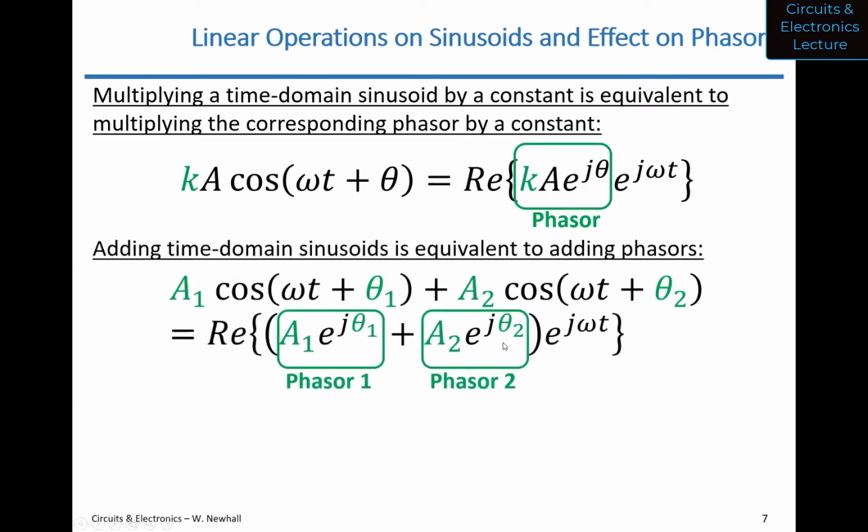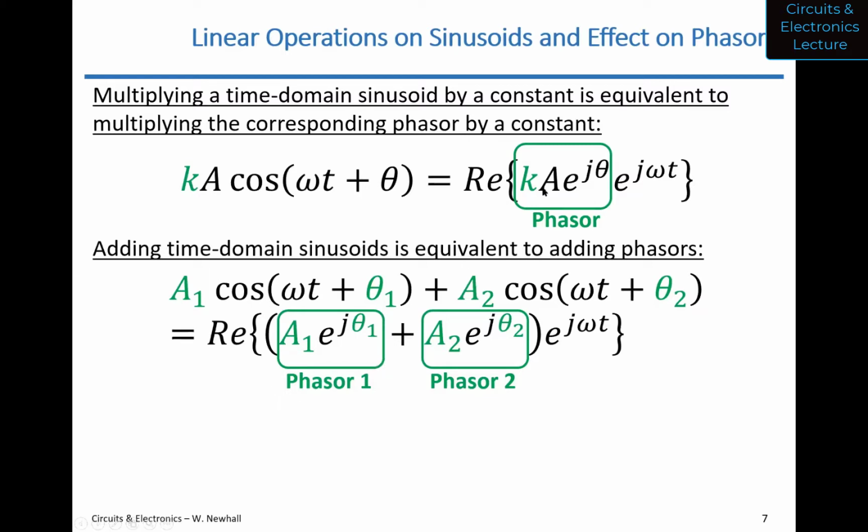If you add time domain sinusoids, it's equivalent to adding phasors. So if I have A1 cos(omega t + theta 1) plus A2 cos(omega t + theta 2), it's just like adding those phasors together. So if you have a circuit that adds two sinusoids together, you can either add those sinusoids in the time domain or add those sinusoids in phasor form.